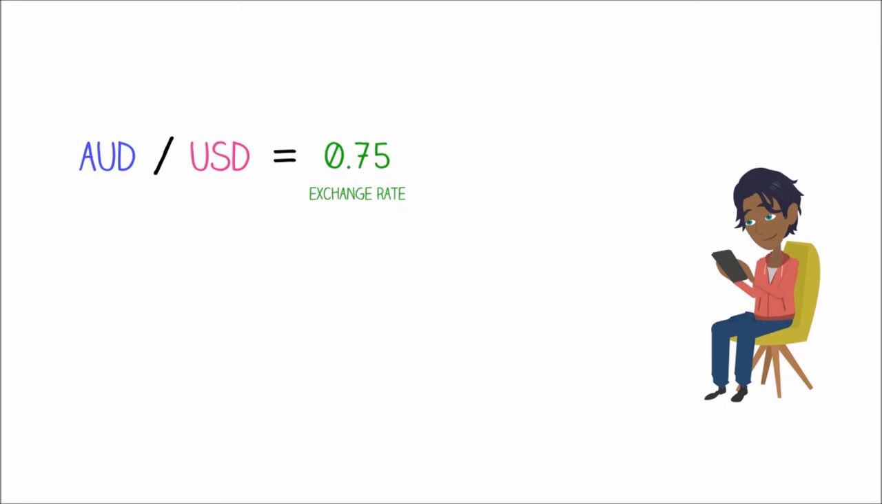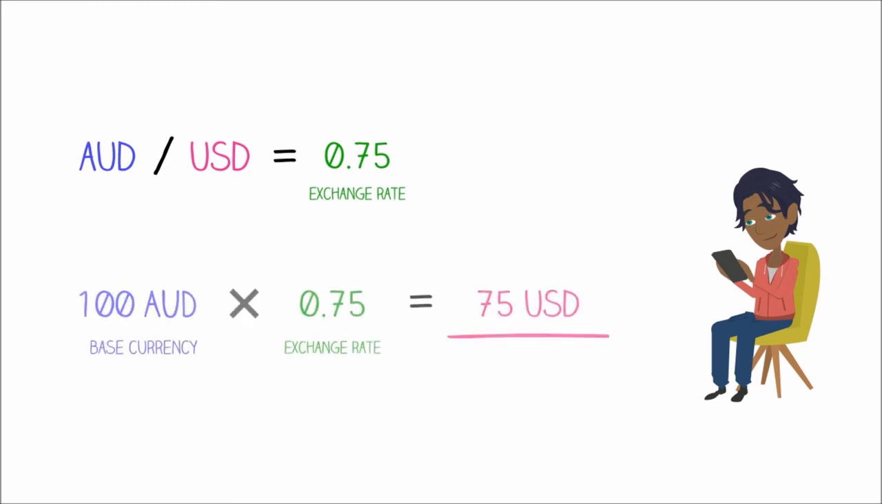Now, hypothetically, if the exchange rate is 0.75, what you do is you take the amount of base currency you have and you multiply it by the exchange rate. So, in this case, you take 100 Australian dollars, multiply it by 0.75, which is 75 US dollars.